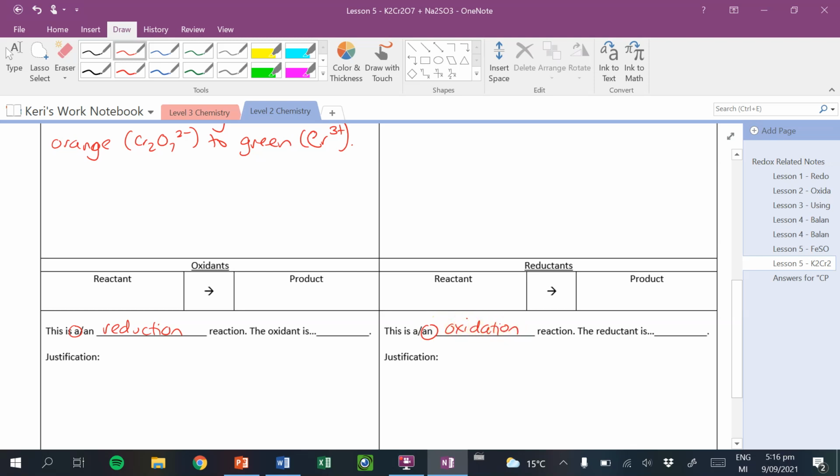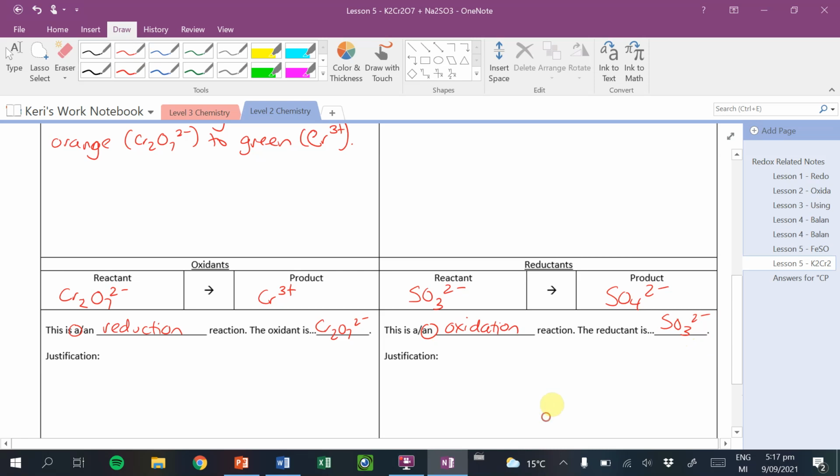So for my reduction reaction, we were going dichromate to the chromium ion. And for my oxidation reaction, we are going from the sulfite to sulfate. So my oxidant is the dichromate, and my reductant is the sulfite.